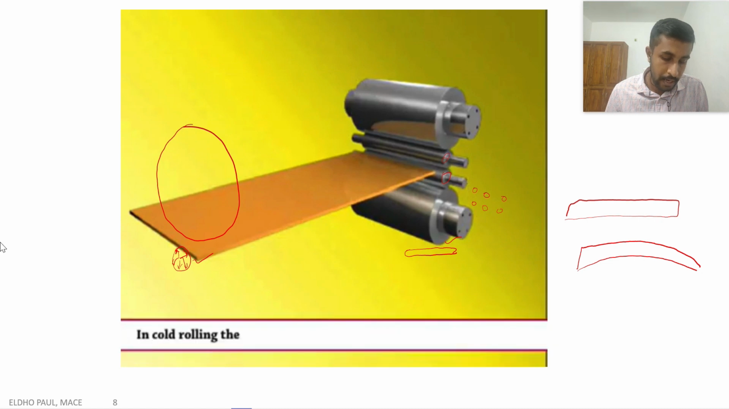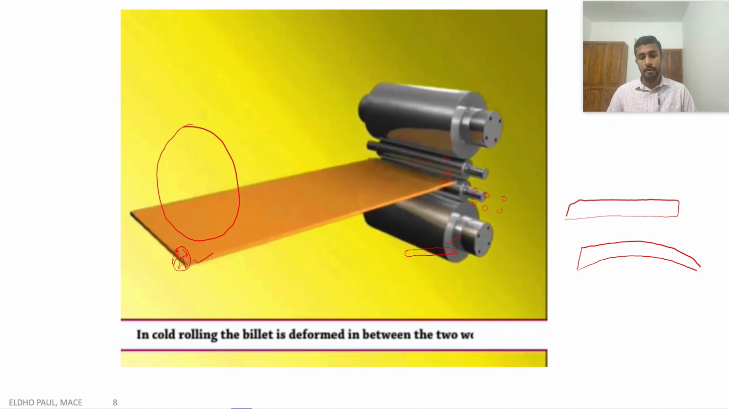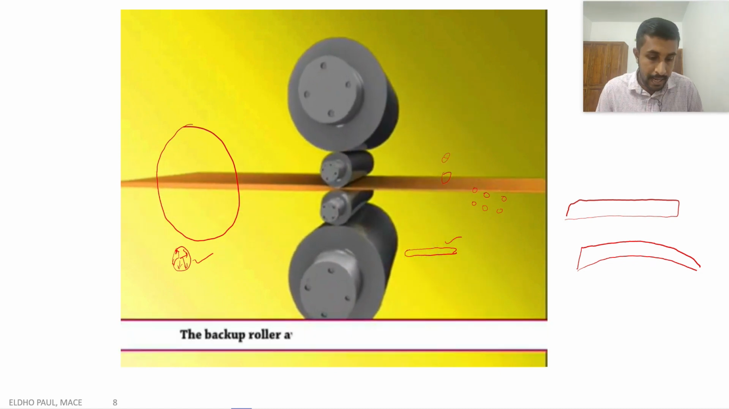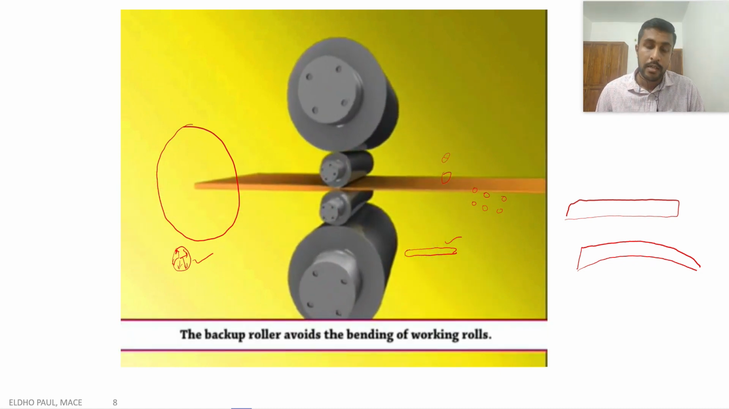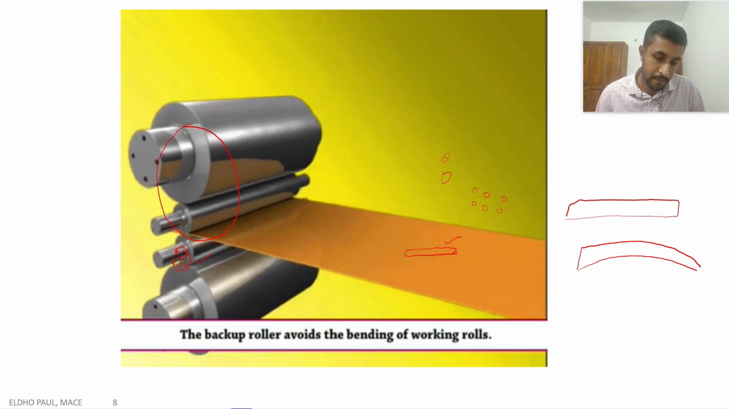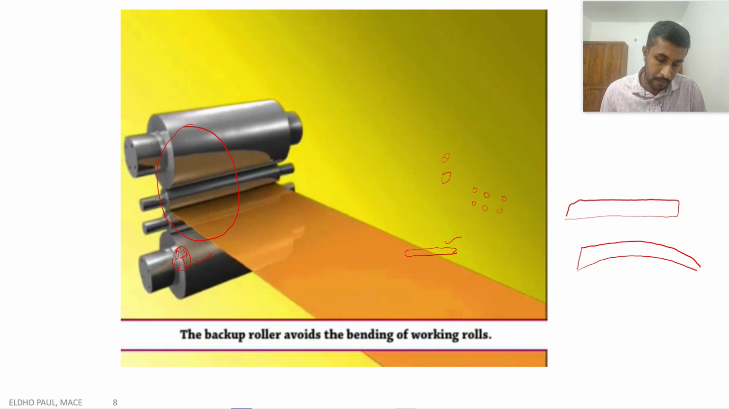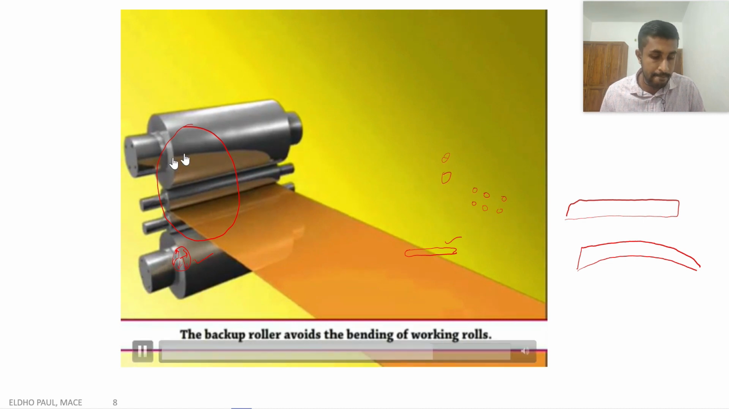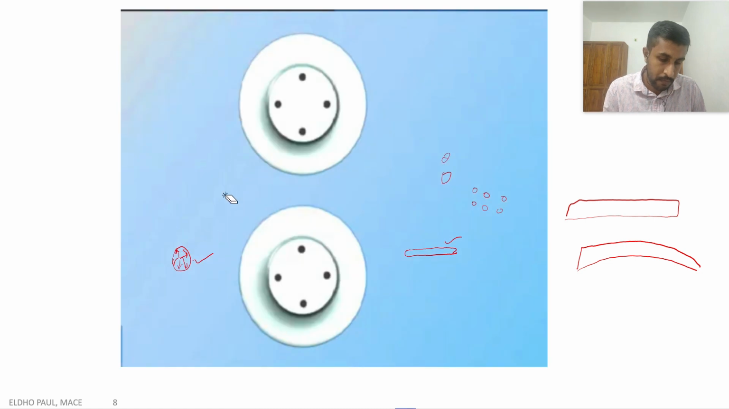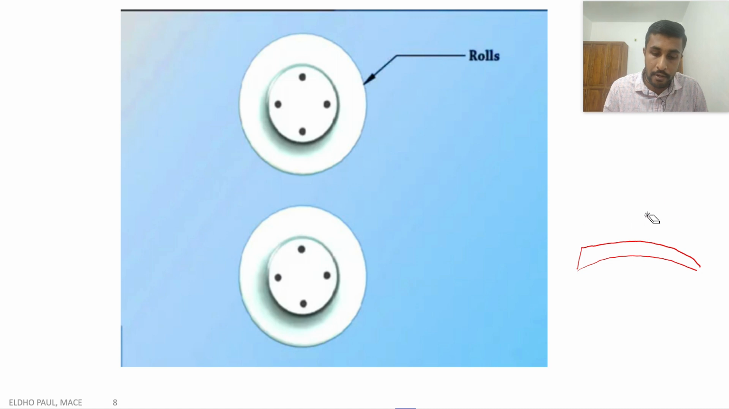So in cold rolling, the billet is deformed in between the two working rollers. So here we can see the reduction. The backup roller avoids the bending of the working rollers. Okay, this is the grain flow in cold rolling. Let us see the grain flow in cold rolling. So we can see the grain flow in the cold rolling process.